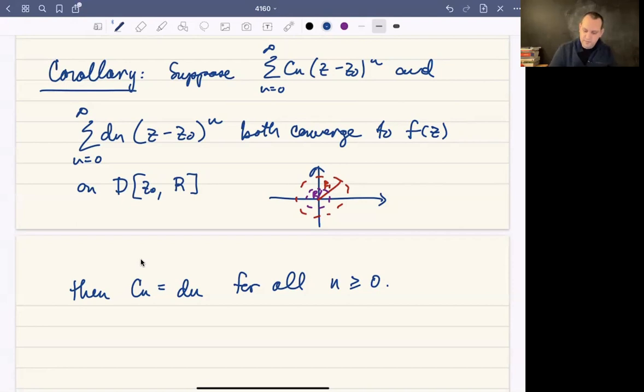That's basically the proof. I'm not going to write it down. But this is an important corollary. If we have two power series that are equal on some disk, then the coefficients all have to be equal. Okay, so next, let's talk about some further examples of power series.